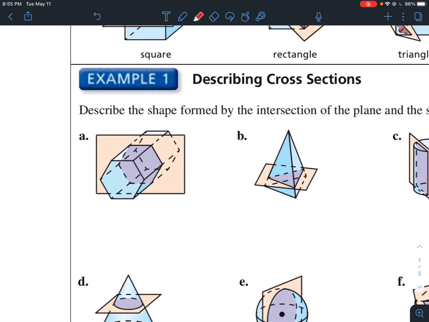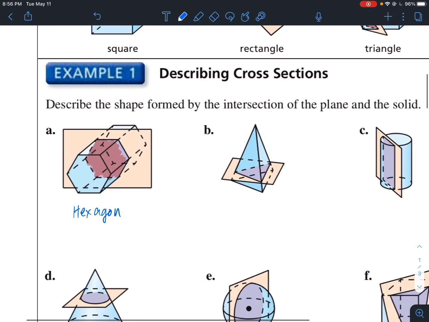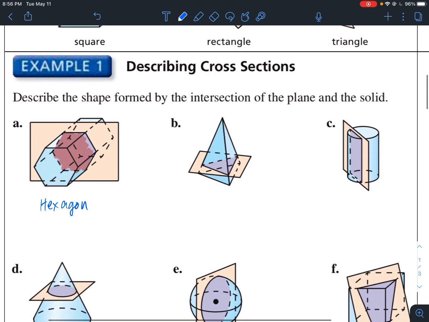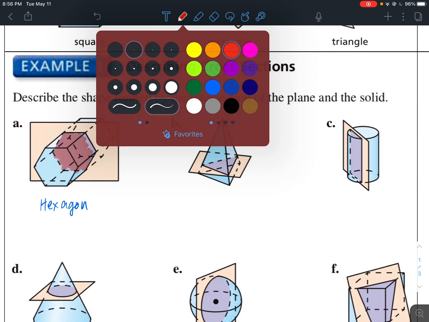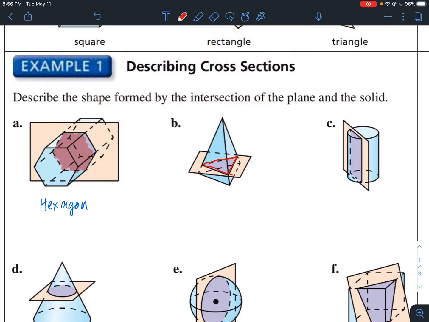So right here we have this plane, and this right here is 1, 2, 3, 4, 5, 6. So that's a hexagon right there. So a hexagonal prism, and the area is likewise going to be a hexagon. Okay, so that's the cross section there. The cross section here, to me that looks like it's going to be a triangle.